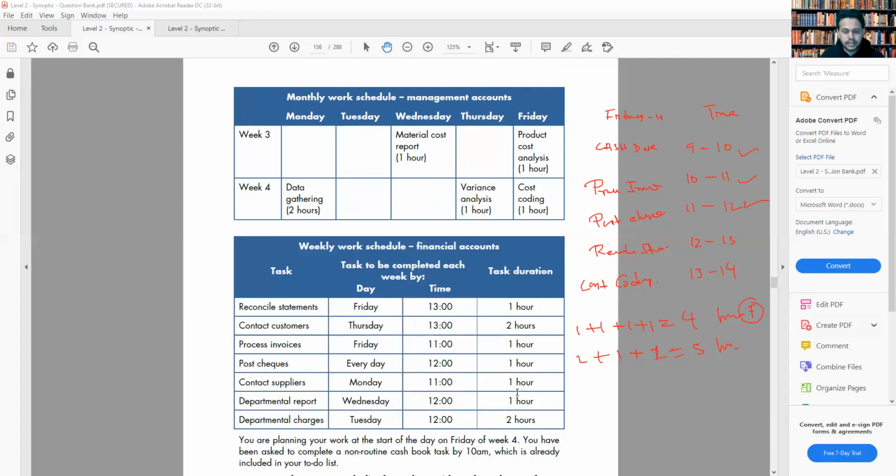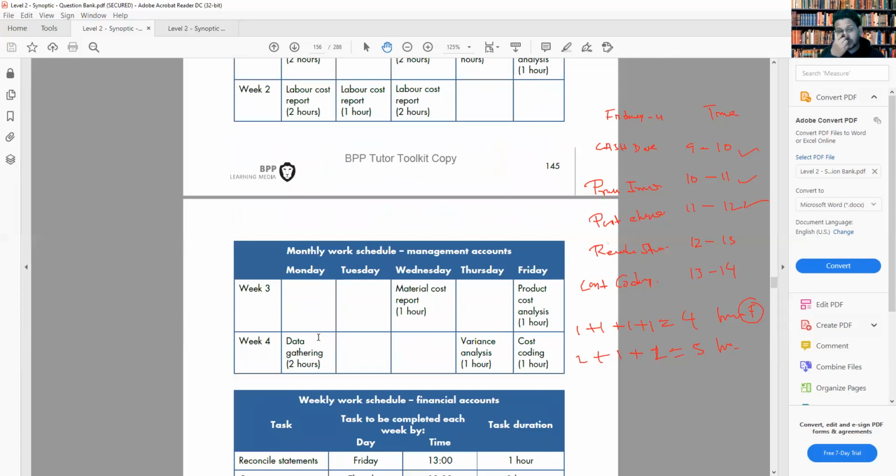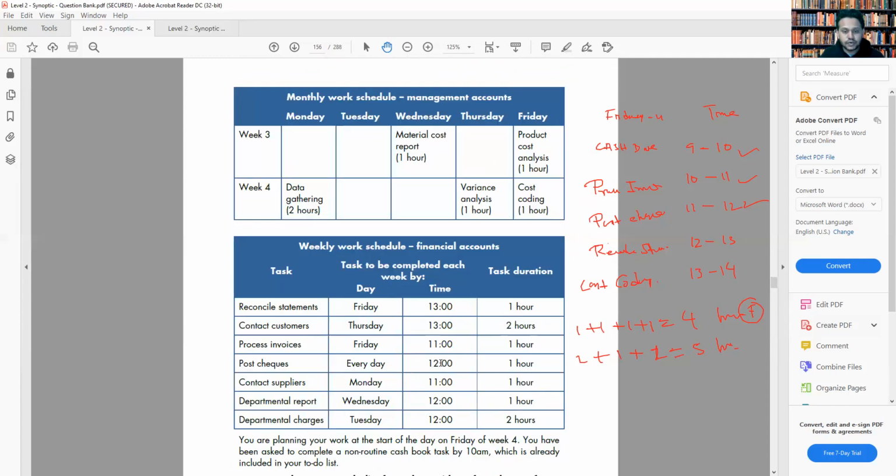On Monday, I work 1 hour for finance, and for management I work 2 hours any day of the week. So 2 plus 1 is 3, plus every day 1, so it's 4 hours. So still it's not more than 5.